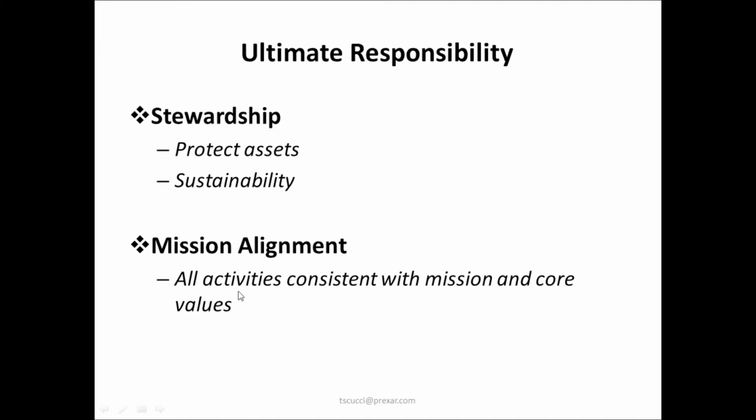And the other big part is mission alignment. You are really responsible to make sure that all of your activities are consistent with your mission and your core values. So that's the larger context when we talk about conflicts of interest. Conflicts of interest and how you manage them is about good stewardship. It's about protecting your assets. And mission alignment: when you have to manage conflicts of interest, you need to make sure you have clear expectations, good disclosure statements and expectations around disclosure, to make sure that your conflict of interest policies are aligned with your mission. So that's how those things fit into the ultimate responsibility of board members.